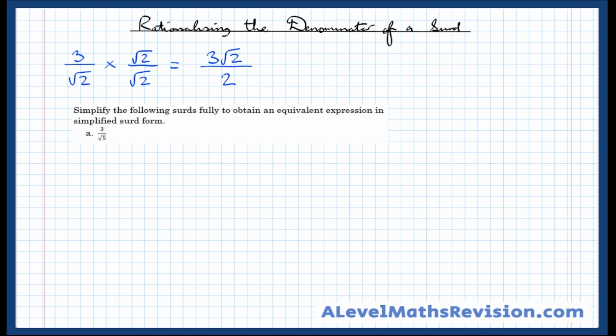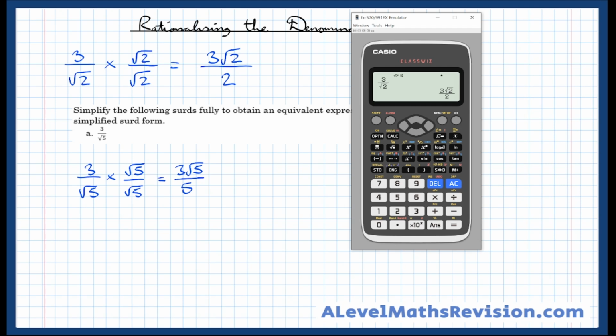First of all, write the question out, always good practice. 3 over root 5. The part we want to rationalise is the root 5. So we're going to times by 1, but in this really clever way that makes the bottom rational. Again, root 5 times root 5 is 5, and on the top, we get 3 root 5. And that's that one done. Let's just check the answer. 3 over root 5, because the calculator will often do these for us, is 3 root 5 over 5. Indeed, we were correct. So let's try another one.